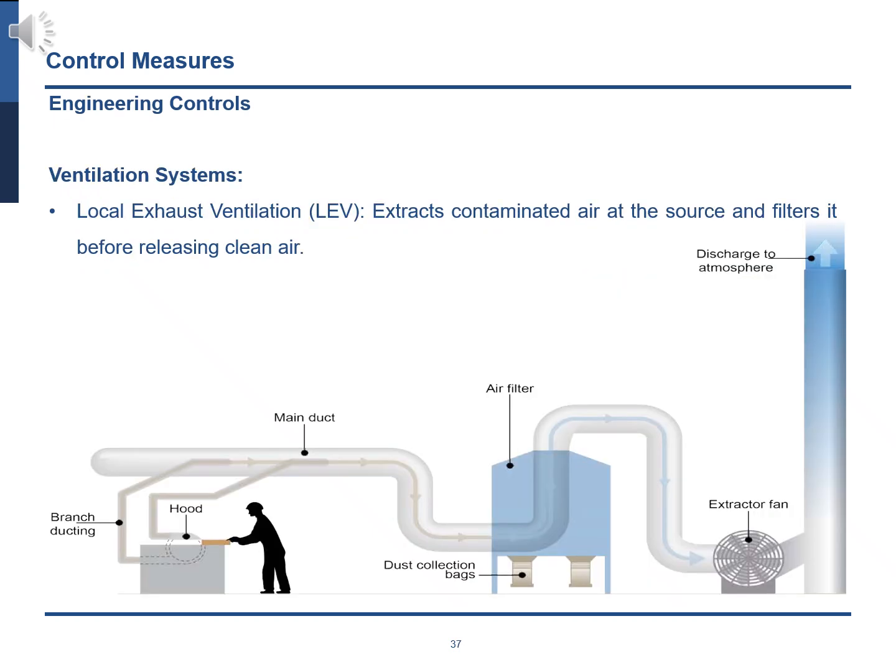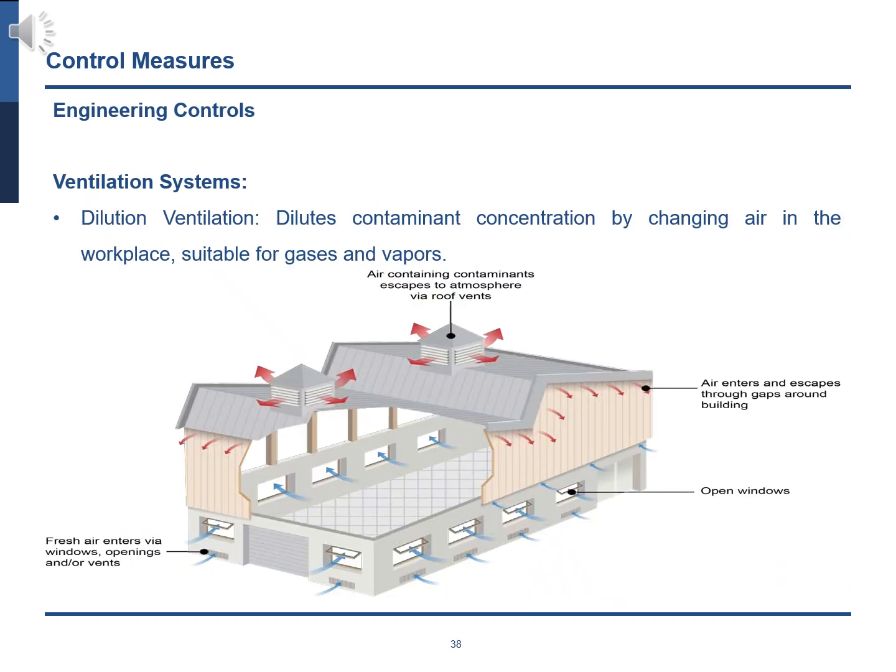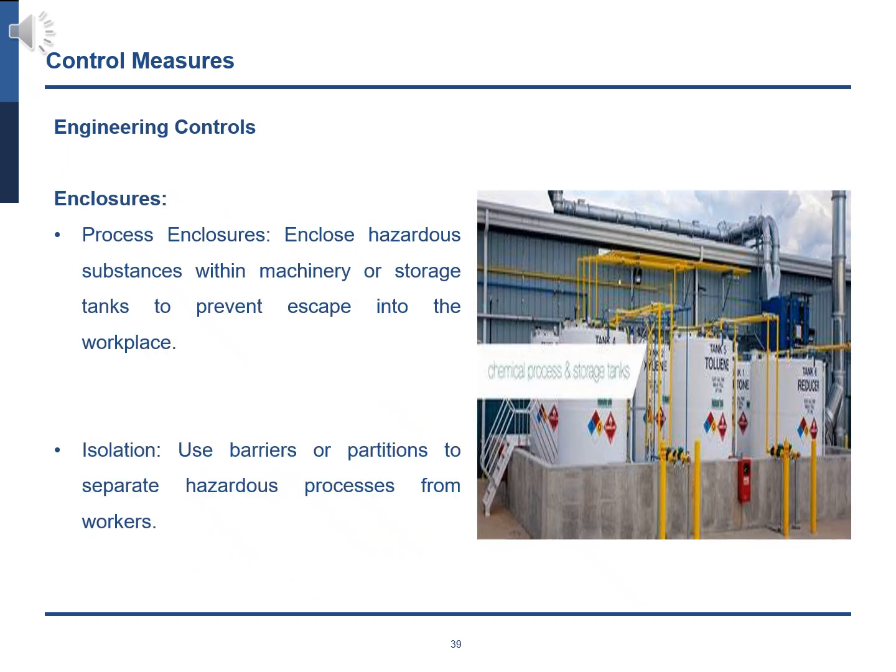Ventilation systems. Local exhaust ventilation, LEV, extracts contaminated air at the source and filters it before releasing clean air. Dilution ventilation dilutes contaminant concentration by changing air in the workplace, suitable for gases and vapors.